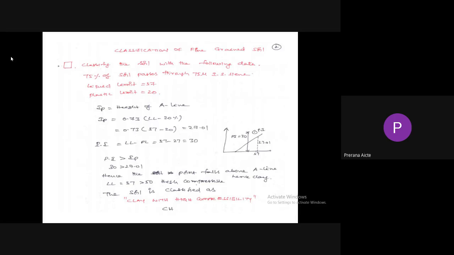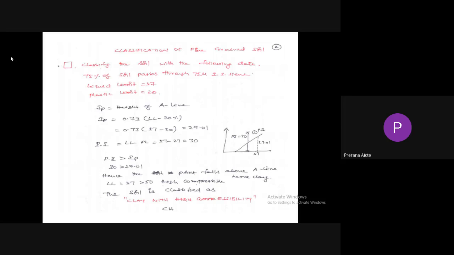First find out the height of A line: 0.73 times (liquid limit minus 20). So 0.73 times (57 minus 20) gives the height of A line equal to 27.01. You can see in the figure, the height of A line at liquid limit 57 is equal to 27.01.